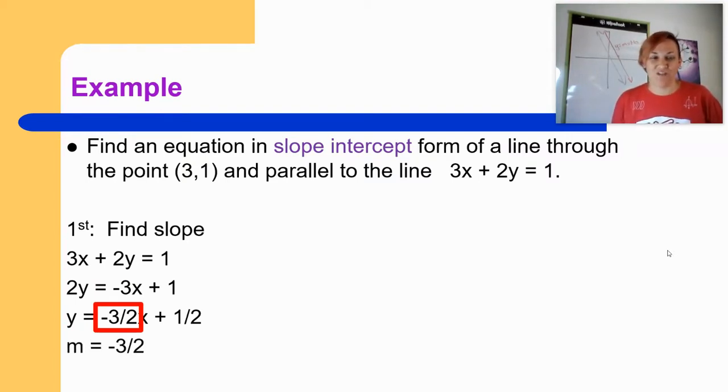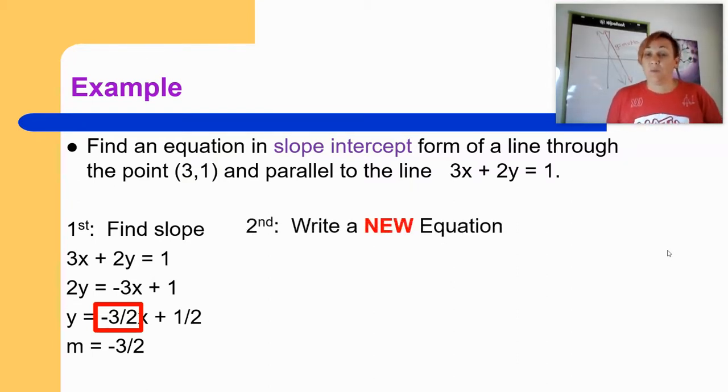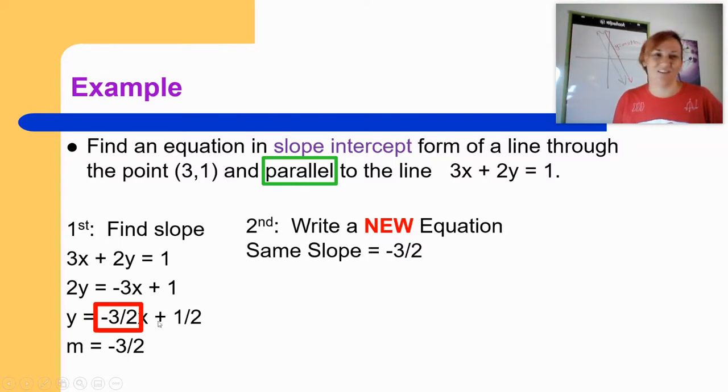Using that information, I can now write my equation of my second line, the one that was not given to us. This will be a brand new equation. You will not be using the equation that they gave us. You're not even going to look at it. The only reason why we need this equation is to get the slope. So I will be using the slope, which we just discovered was negative 3 over 2, to write a line parallel. So I want to use the same slope so that they have identical slopes.